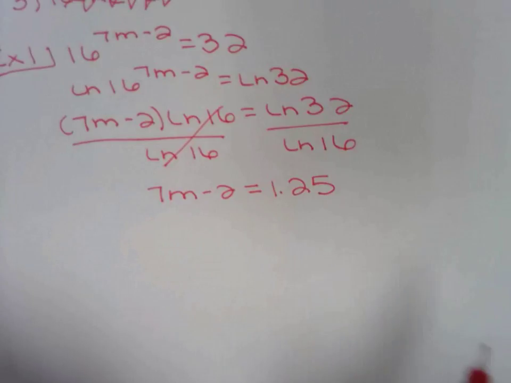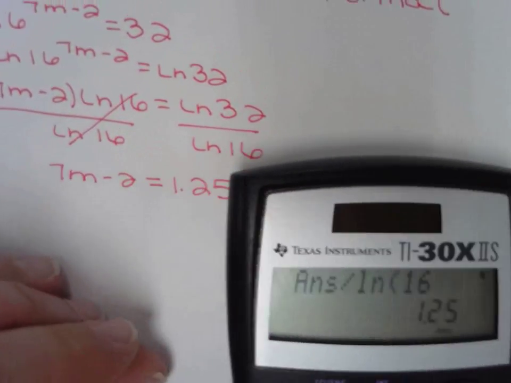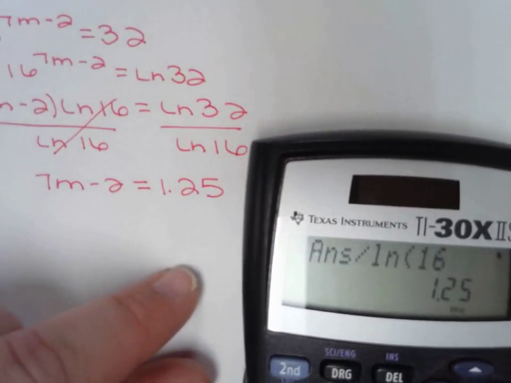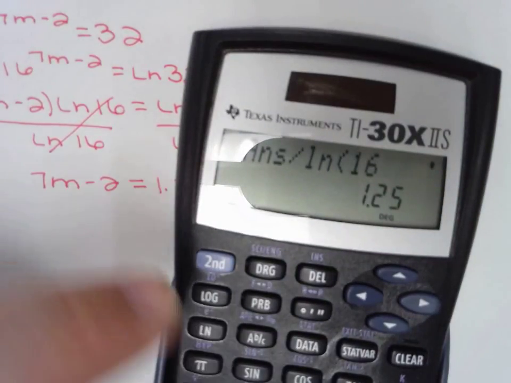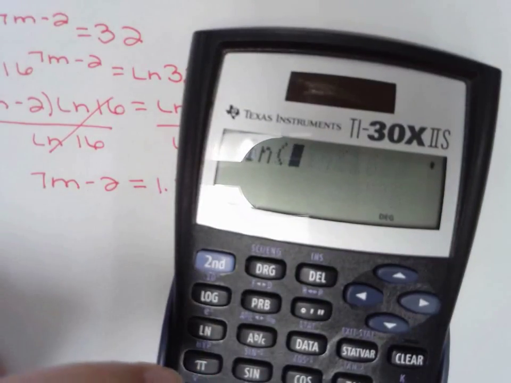Now, yes. Better to just do ln 32 divided by ln 16 instead of writing the whole decimal, and just doing it that way you still get the same answer. What, doing what? ln of 32.